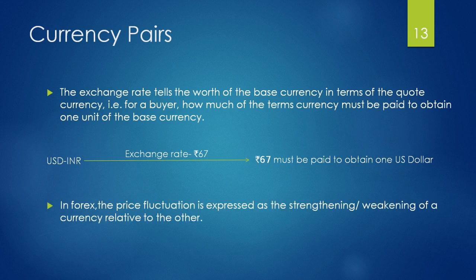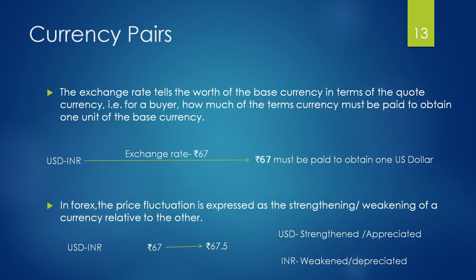Friends, in foreign exchange, prices are highly volatile and fluctuate on real-time basis. In foreign exchange contracts, the price fluctuation is expressed as appreciation or depreciation or strengthening or weakening of a currency relative to other. For example, a change of US dollar INR rate from 67 rupees to 67.50 rupees implies that US dollar has strengthened or appreciated and INR has weakened or depreciated, since a buyer of US dollar will now have to pay more rupees to buy 1 US dollar than before.